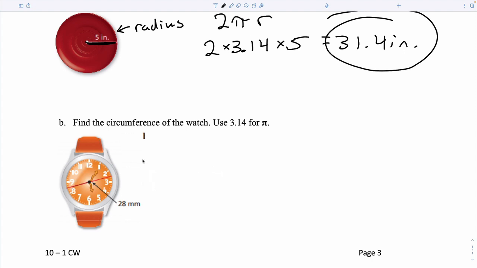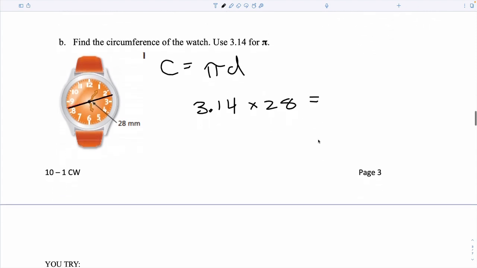For B, you have the diameter given to you. You could find the radius if you wanted to. You guys are good at that. But you could also use the formula pi times d. That's another way to find circumference. You could get 14 for the radius, plug it in up here, or you can just do 3.14 times 28. Find a method that works best for you. If you like finding the radius, go ahead and do that. If you just want to use diameter or radius based on what they give you, do that today.